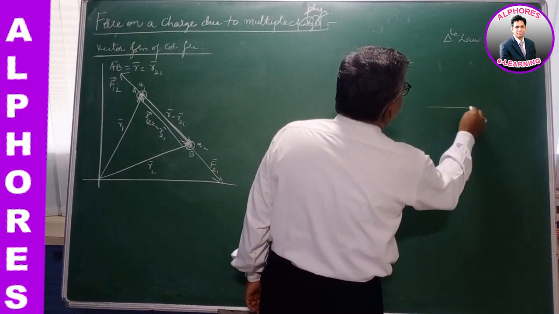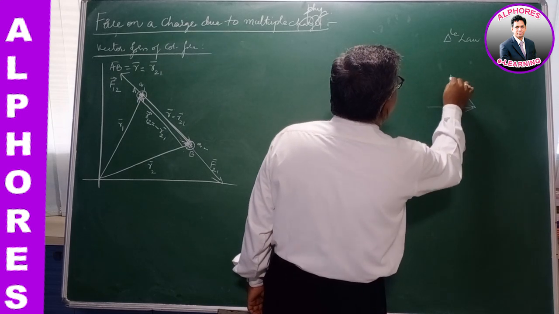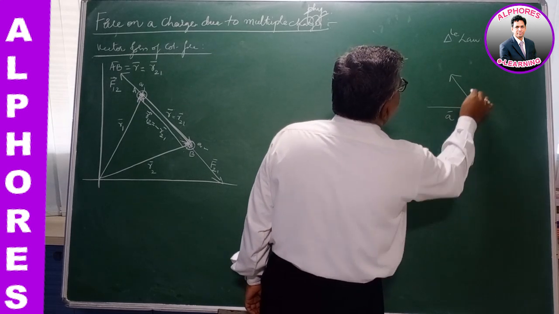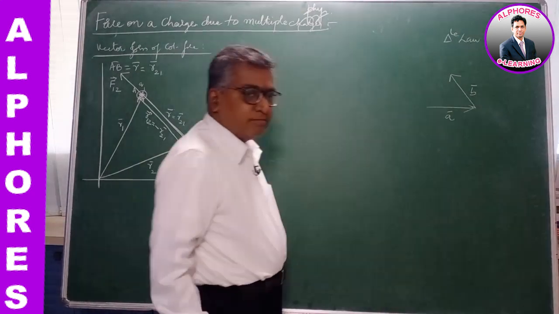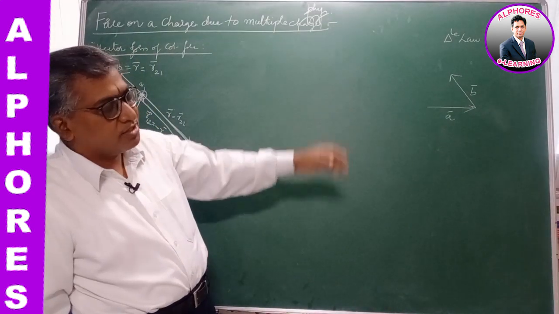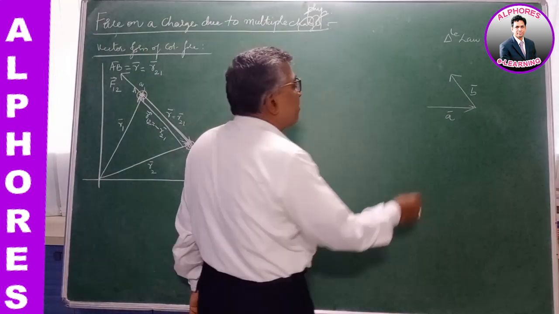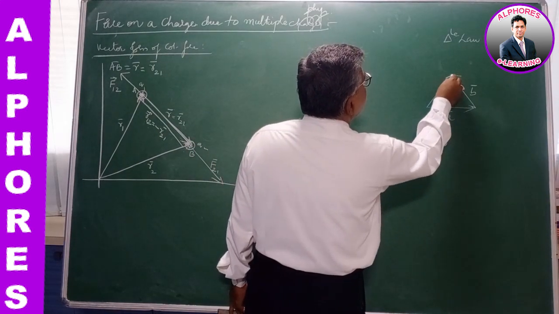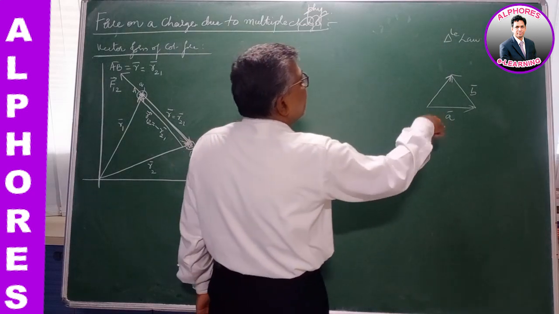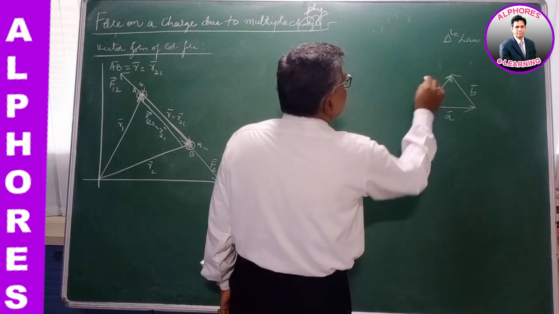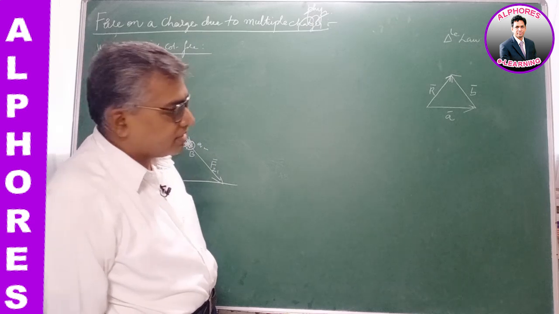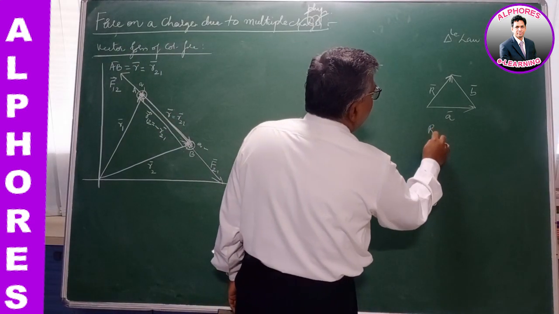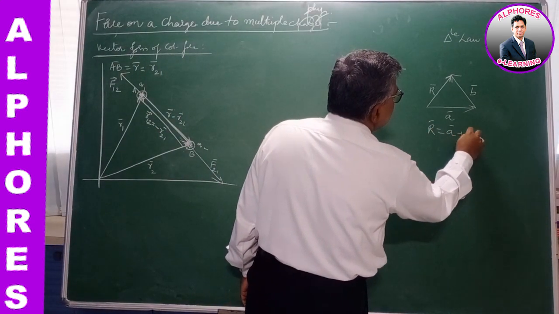If two vectors, A bar and B bar, are represented as two adjacent sides of a triangle taken in order, the third side, the closing side of the triangle taken in the reverse order, represents the resultant vector. So that is R bar is A bar plus B bar.